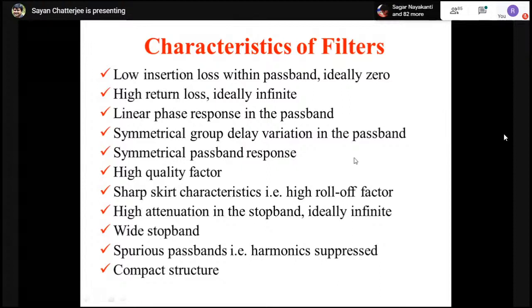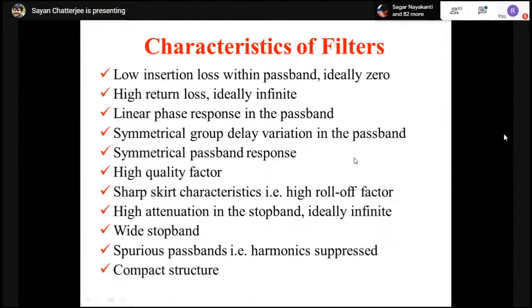And with all these factors, the modern generation requirement is a compact structure. You should have a filter which is the tip of your finger. So with the basic idea of what factors we should remember when designing a filter, we are now going to some of the basic theories of filters, which are very well known to everyone, I think, because it is the age-old filter response.